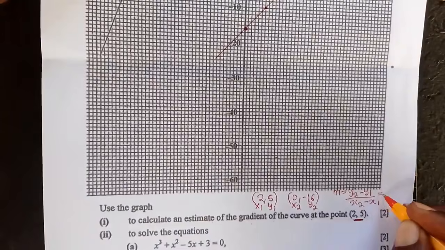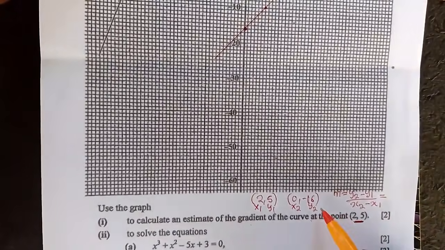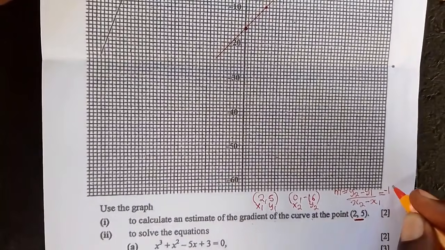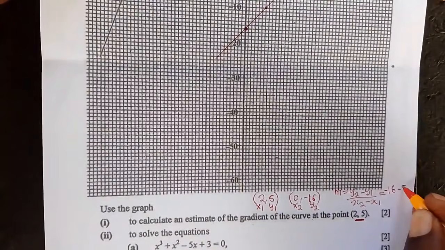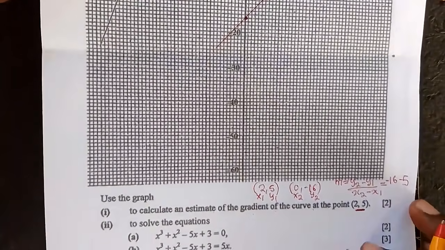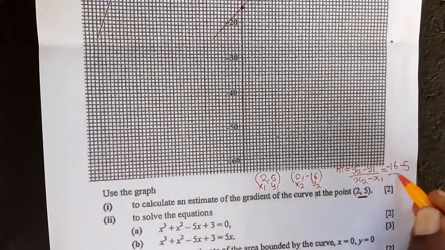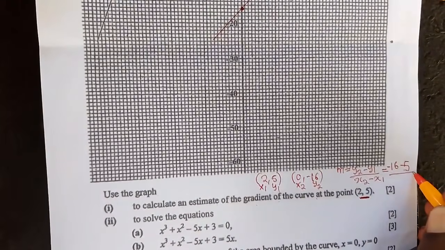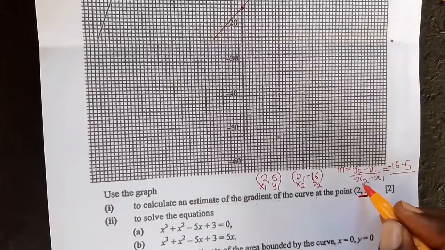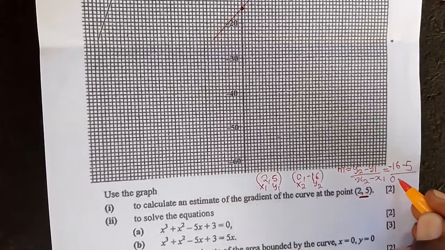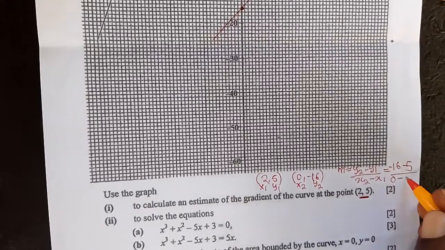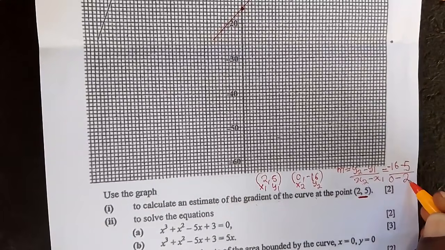Then you say this is equal to, what is y2? Negative 16, minus what is y1? 5. Put a 5 there. Over what is your x2? Your x2 is 0, minus what is your x1? Your x1 is 2. Have you seen?